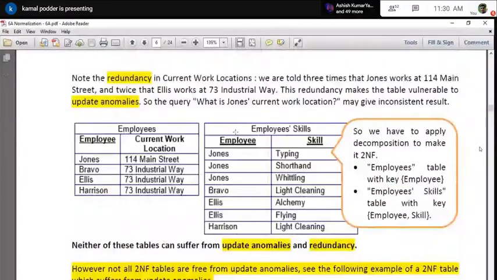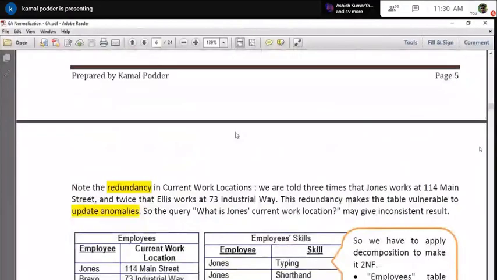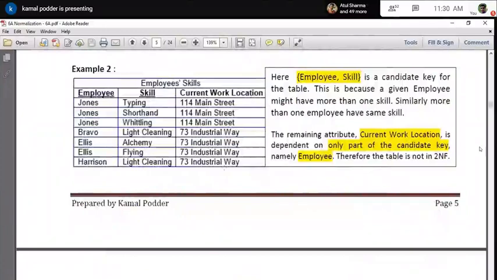So to overcome this, again, why has it happened? You just see that current working location does not depend on the skill. It depends on the employee, because the employee is residing in that particular location, not a skill. But you have designed a table where you are keeping the current working location also in that table, which means that current working location is not dependent on the full key, but part of the key, a subset of the key. And that is the reason you are finding this problem.